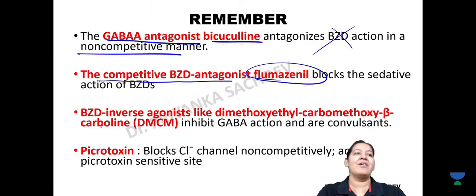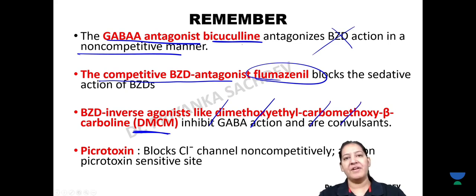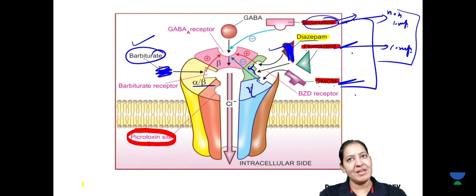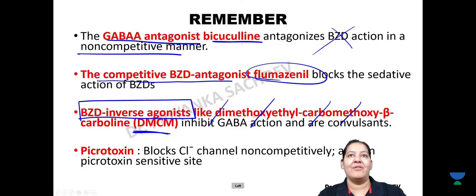And the third drug, DMCM. What is the full form of DMCM? Dimethoxymethyl carbomethoxy beta carboline. It is a difficult name, but DMCM is a benzodiazepine inverse agonist. Do you know what an inverse agonist is? An antagonist only blocks the receptor. An inverse agonist does the opposite. So instead of GABA facilitatory action, it will have the opposite action of GABA, right? So that is the thing.